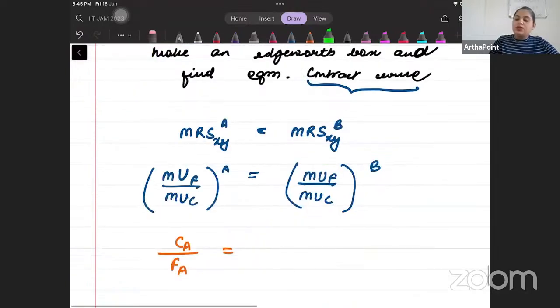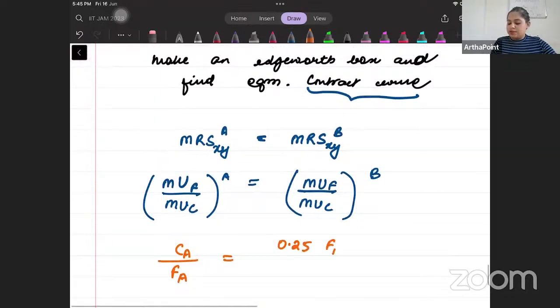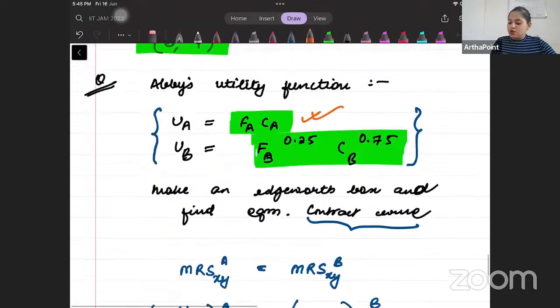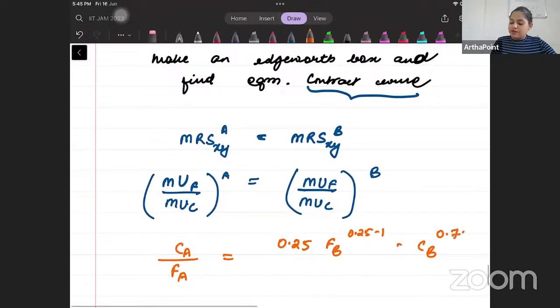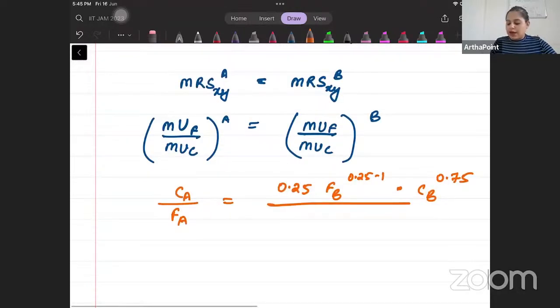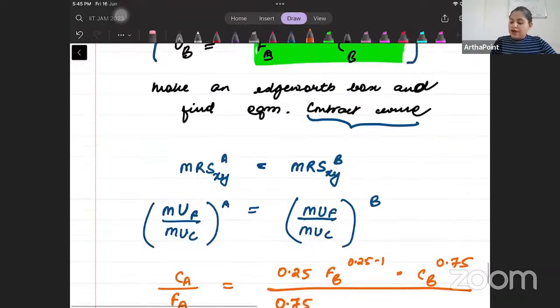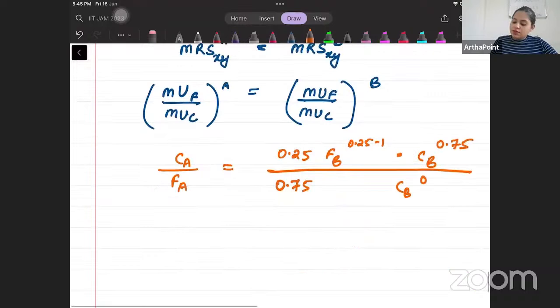When I differentiate this, beta, with respect to F, the power comes down, the power is reduced by 1, into CB to the power 0.75. And when I differentiate it with respect to C, what will happen? The power comes down, and then the power is reduced by 1. And then this is FB to the power 0.25.